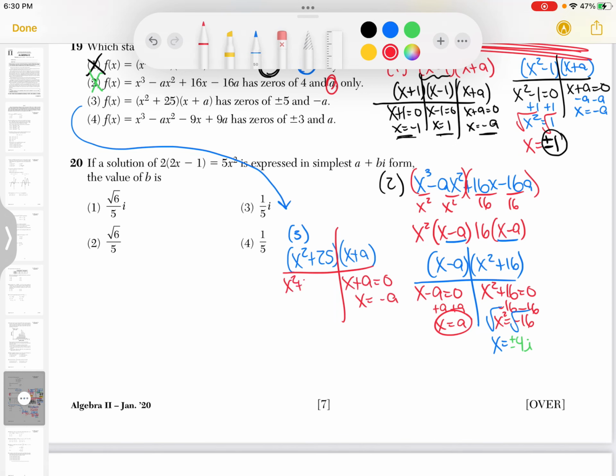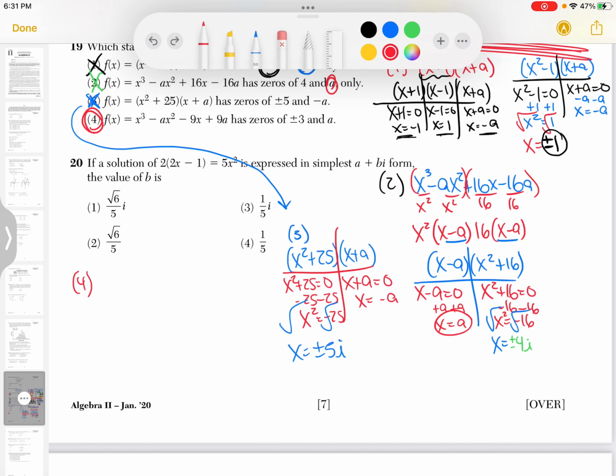And then for this one, x squared plus 25 equals 0. I subtract the 25 from both sides. And once again, I am taking the square root of a negative number. When I do that, I get plus or minus 5i, and this one says plus or minus 5. It just does not have the i, so this one's out. So right away, it's got to be choice 4, but of course, we are good students. We're going to check it anyway.